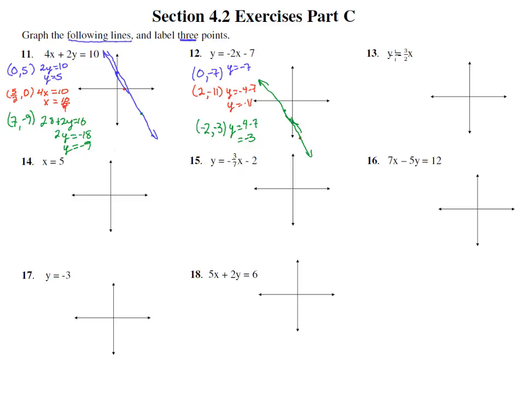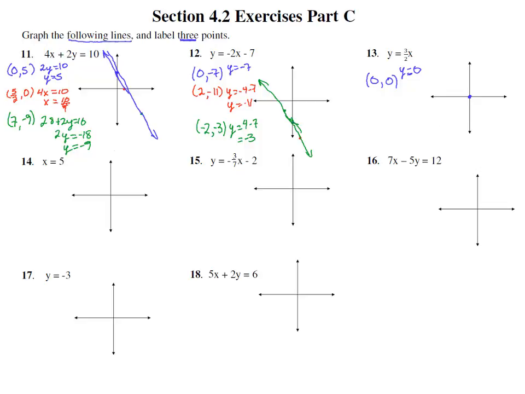Number 13, y equals 3 halves x. I like that y-intercept, so let's put 0 in for x and see what we get. Y equals, it's almost too easy to even stick in. Y equals 3 halves times 0 is 0. So we go right through the origin in this case. The intercept is right on the origin.